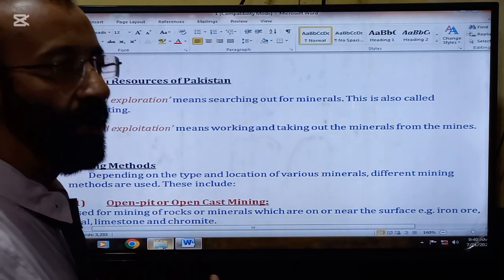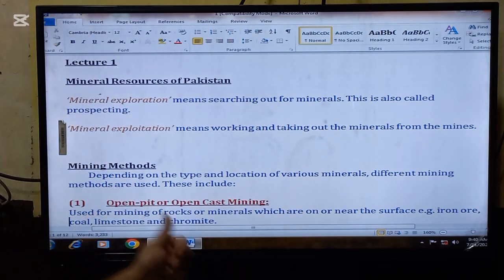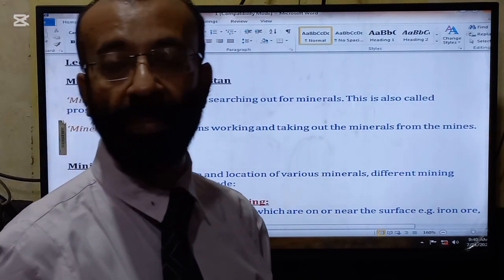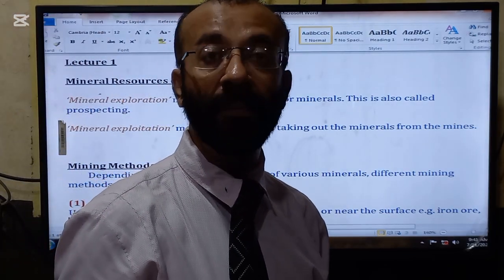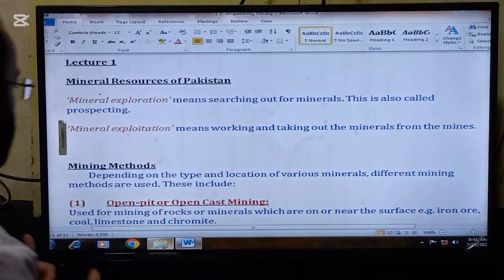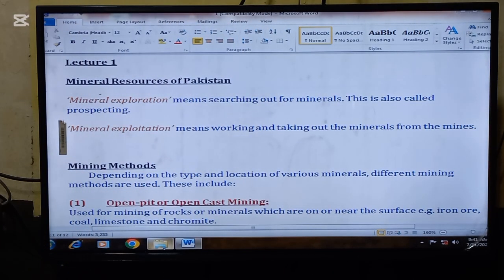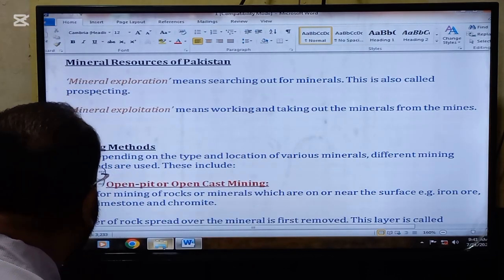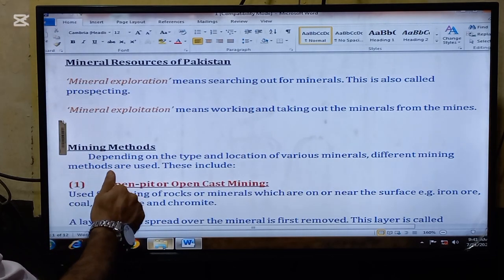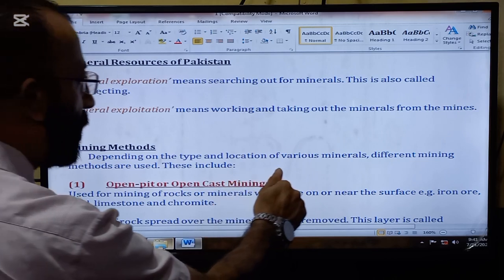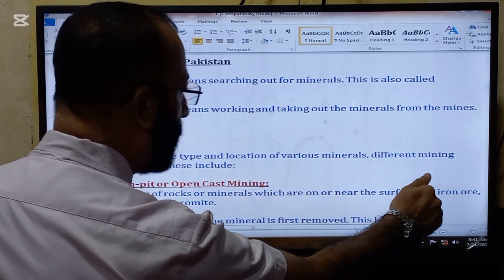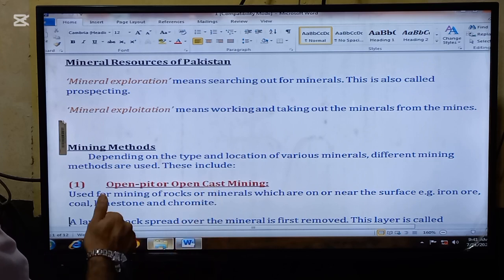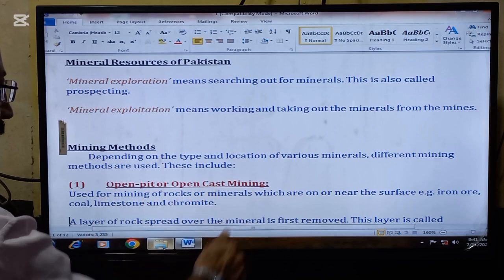So our today's main topic is mining methods. So concentrate yourself. We will read different methods for using mining. So the first method is open pit or open cast mining. Depending on the type and the location of the various minerals, different mining methods are used, and they include number one, open pit or open cast mining.